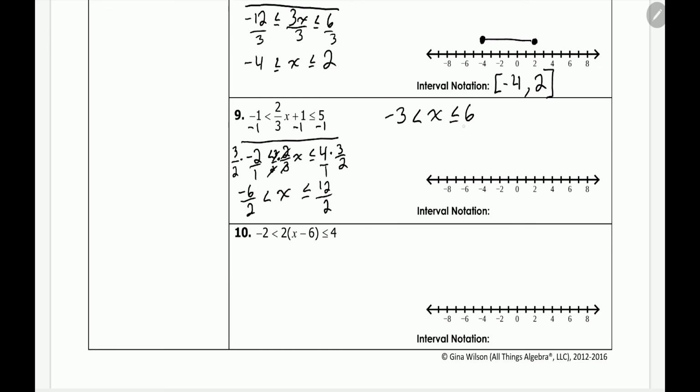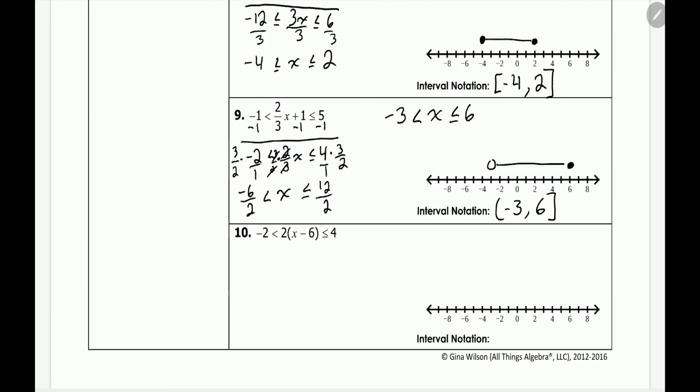All right, let's graph this. Go to negative 3. We have an open circle because of this symbol right here. Go to 6. We have a closed circle because of this symbol. Now we connect the two. We have to do our interval notation, so starting from the left, we stop at negative 3. It's open, so we have parentheses, negative 3, comma. We go to 6. It's a closed circle, so we have brackets. That's our interval notation.